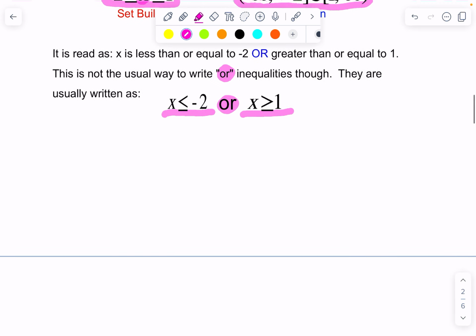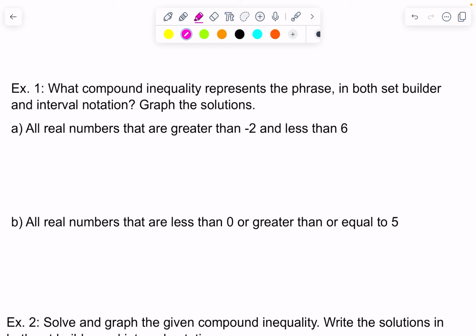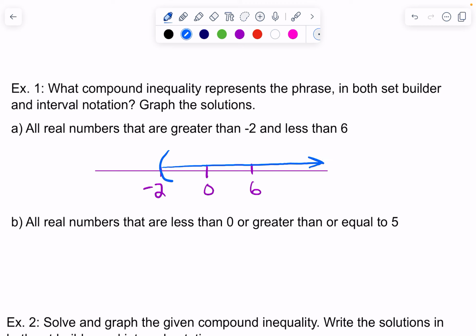Okay. What compound inequality represents the phrase in set builder and interval notation? And let's graph the solutions. All real numbers that are greater than negative 2 and less than 6. Well, if we look at this here, we make our graph. We've got 0, we've got negative 2, and we've got positive 6. I'm going to use a color code here to help this come to life. All real numbers that are greater than negative 2, so we've got here in blue, greater than negative 2, so that's going this way forever to the right, and less than 6.